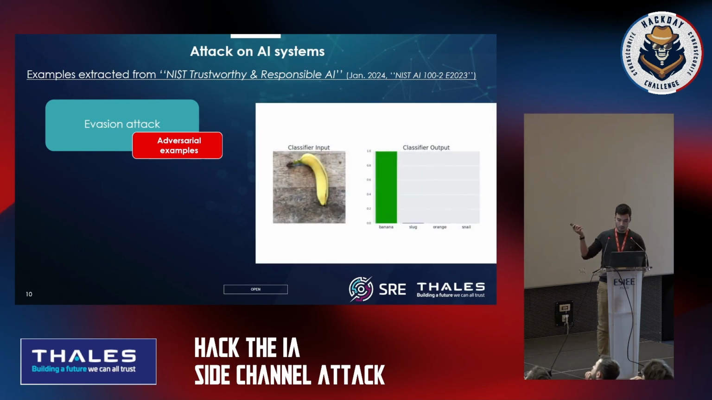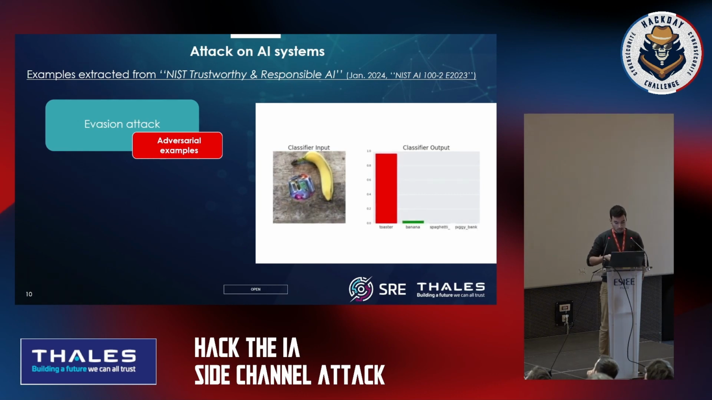Here, on the right part of this slide, you have a short video where on the left part, you have the classifier input, where you can see a banana, and on the right part, the classifier output. When we have a banana, the classifier correctly predicts a banana, but here, as you can see, we add some noise on the input, and because of this noise, the banana is no longer predicted as a banana, but as a toaster. We will see a concrete example of an adversarial example in a few minutes, but just to give you a quick overview of what it is, we just have to add some noise on an input in order to fool the decision-making process of the artificial intelligence.